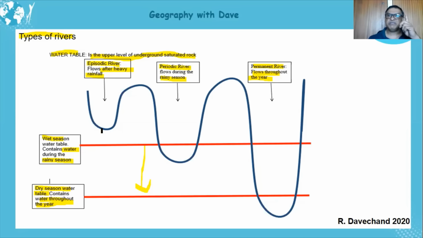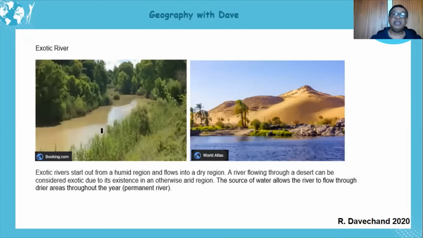Because if you just know the definition of a water table or a type of river, you get 1 mark. Applying it makes more sense. Then there is the exotic river. You understand? This actually starts out in a humid area. All right. Can you see it here? Like the Orange River flows through the Free State, which receives rainfall. And then flows into a dry region. So there's enough water that allows this river to flow through a dry region, like the Namib Desert, etc.